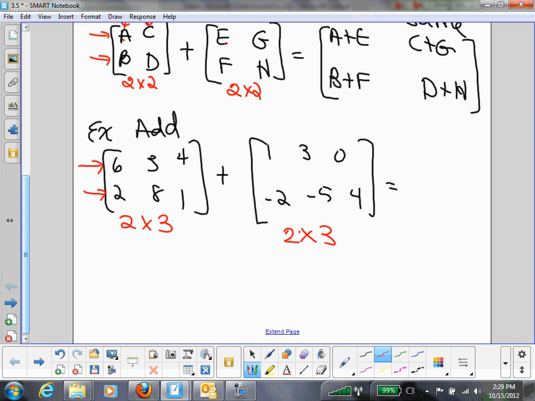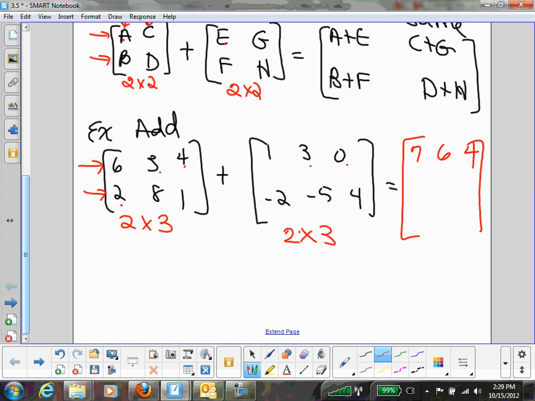Okay? All right, so that means I'm going to add the 6 with the, and I put it in the first spot. I'm going to add the 3 with the, and I'm going to put it in the second spot. I'm going to add the 4 with the, and that's going to go in the third spot. Okay? And now, what am I going to add this to? I'm going down to the next row, so I have to go down to the next row in my answer.